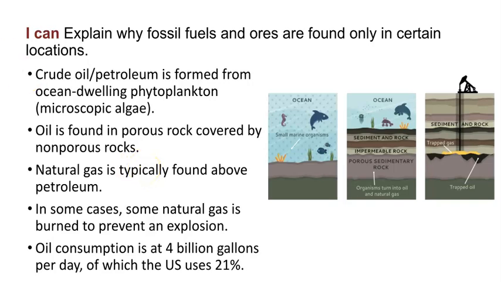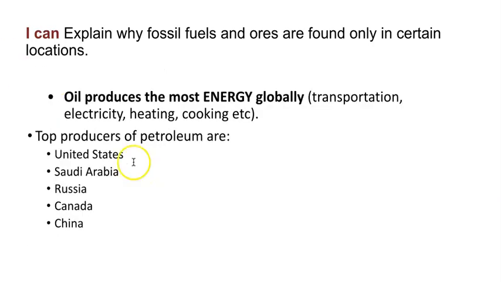All right, going on. So oil produces the most energy globally. Energy includes transportation, electricity, heating, and cooking, all of those together. So the most energy is oil. The top oil countries are the US, Saudi Arabia, and Russia. And so you need to know those 3.